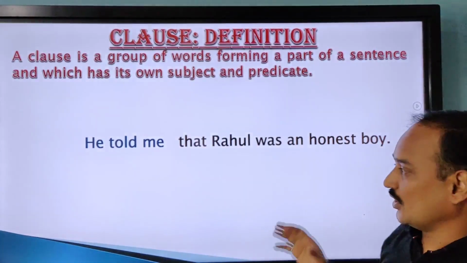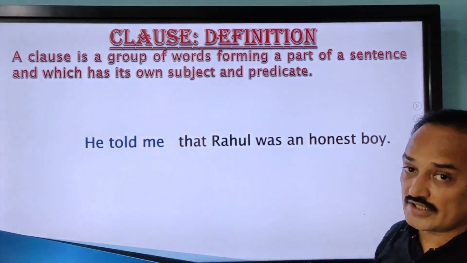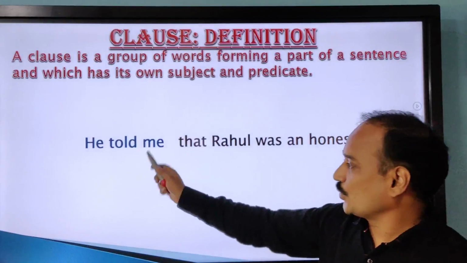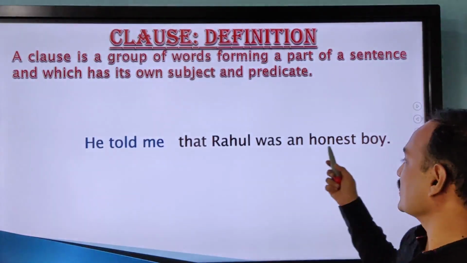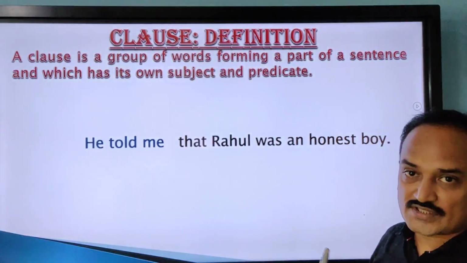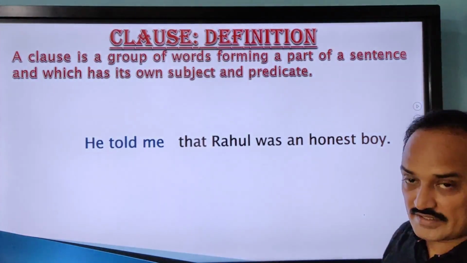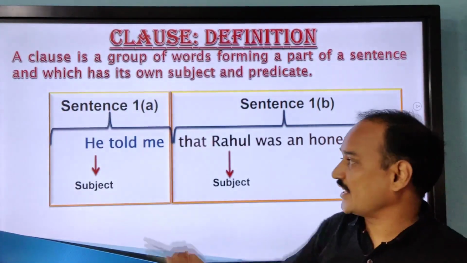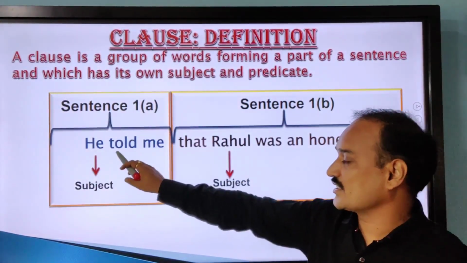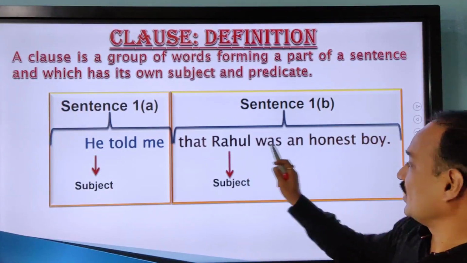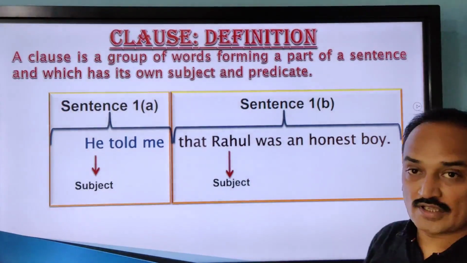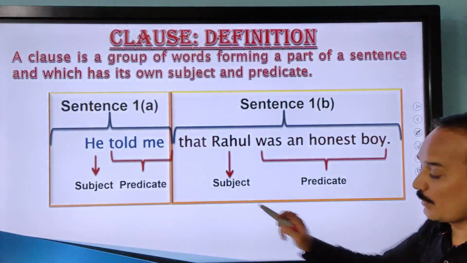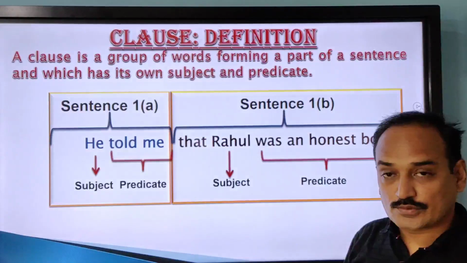Suppose we take one example of a clause. We already discussed that there is a subject and verb. Take this example: "He told me that Rahul was an honest boy." This is a sentence. If we separate this sentence, for our understanding, it will be like this: one is "he told me," and another one is "Rahul was an honest boy." Both are having a subject and both of them are having a predicate also.